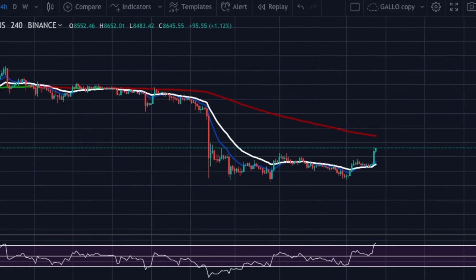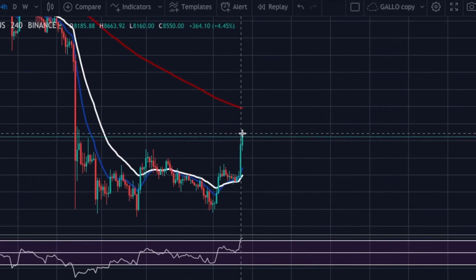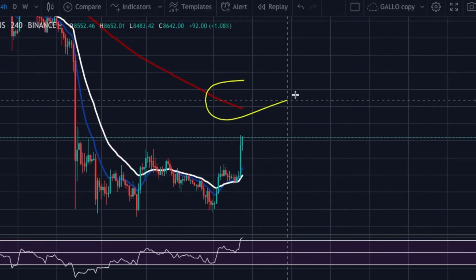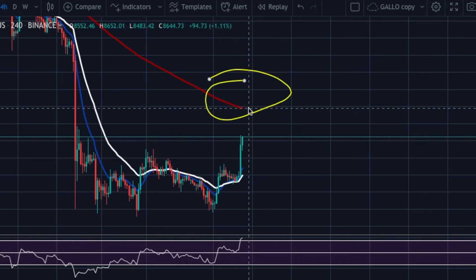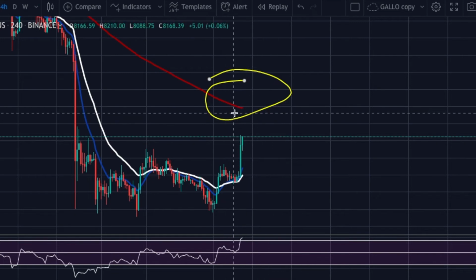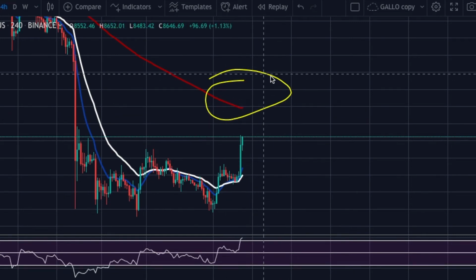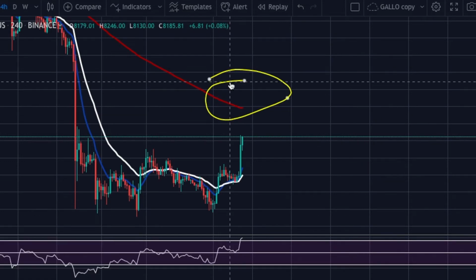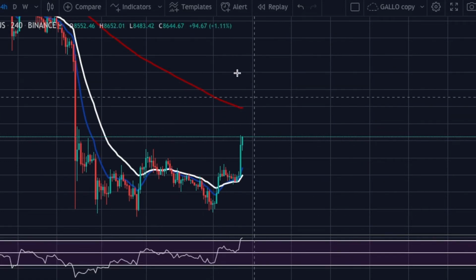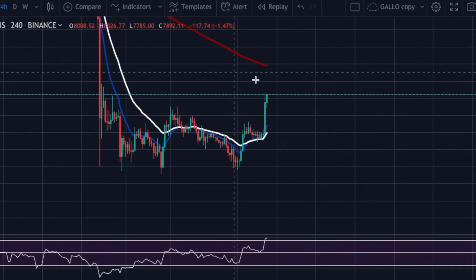If we're going on the 4 hours time frame, we see we have here the 200 EMA. This could be our first point of resistance, and I'm pretty sure we can reach this point. I'm pretty sure about that because 9,000 is a kind of round number. The 200 EMA on the 4 hours is a big resistance.